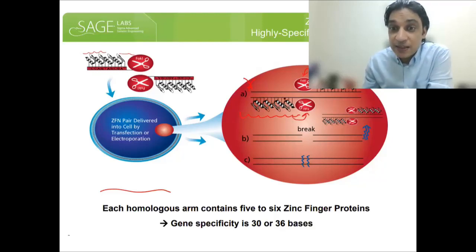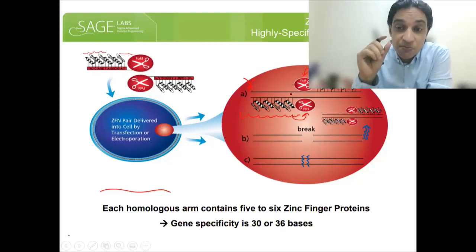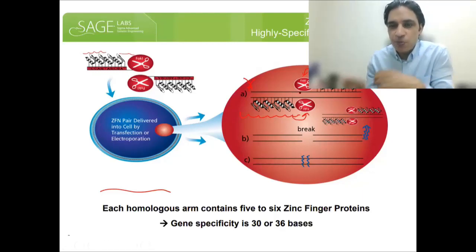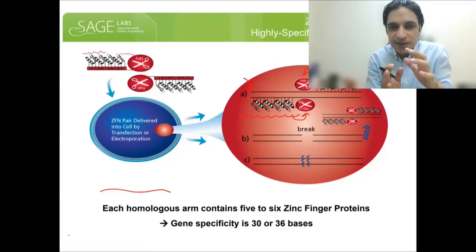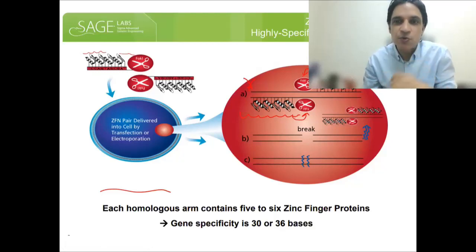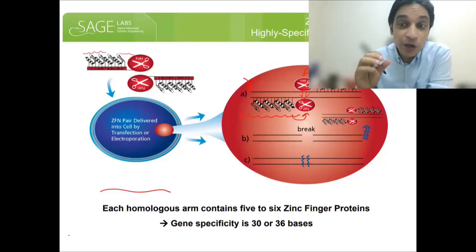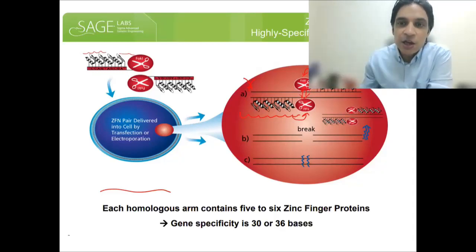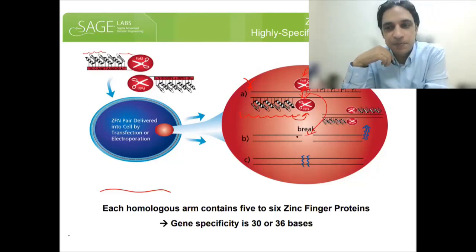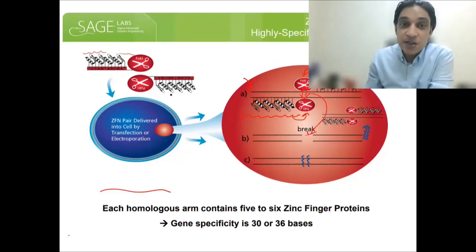You need to design these modules in such an efficient manner that they are present at a specific distance from each other. So these two FokIs should face each other and be able to create a dimer. Once the FokI is dimerized, it will induce a double-stranded DNA break here. So one zinc finger array should be sent to the cells.